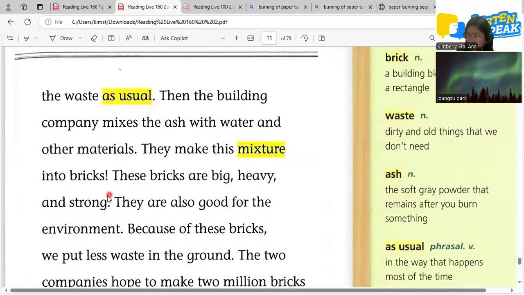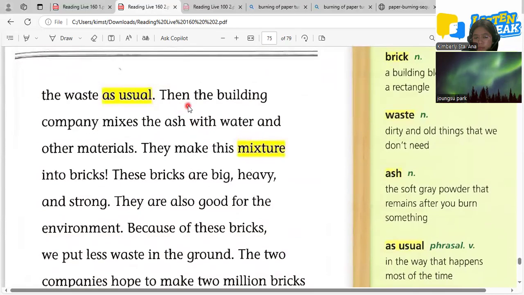But after that, they don't put it under the ground anymore. So what do they do to the ashes? Let's read. Then the building company mixes the ash with water and other materials.